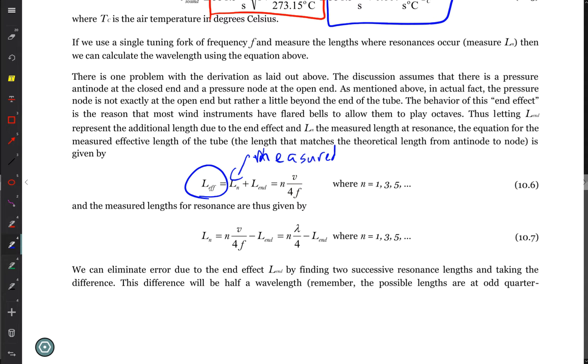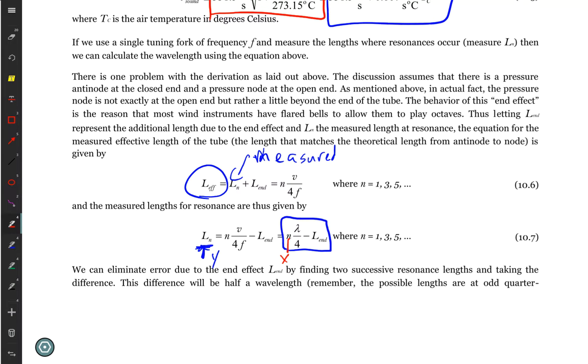So since the measured thing is what we measured, I take this equation that says the effective length is n times v over 4f, and just solve it for L sub n, the measured length. And that measured length is going to give me this equation. So if I make a graph and I put the measured length on the y-axis, and I put this integer n on the x-axis, what should the slope of that line be? It should be just 1/4 the wavelength.